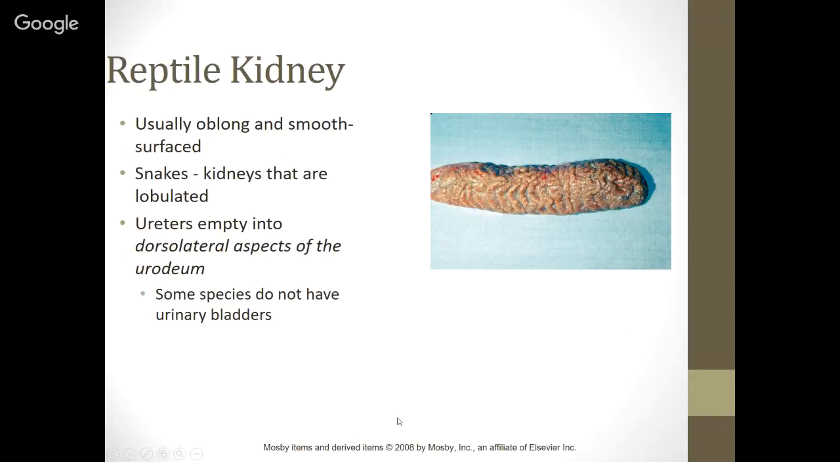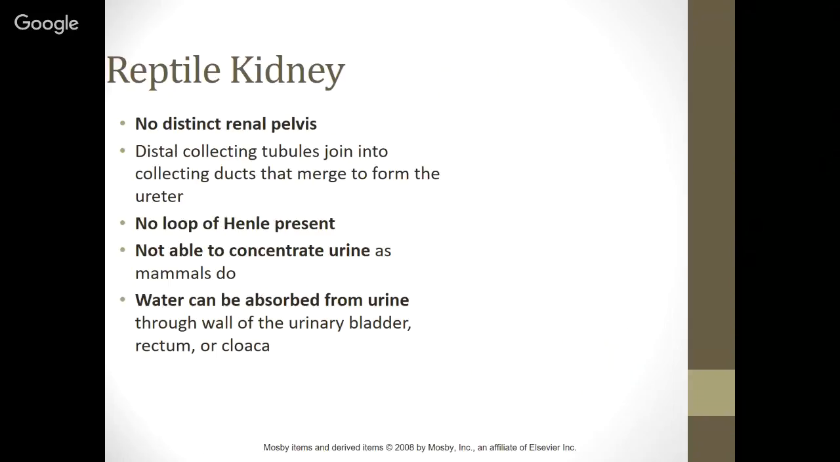Reptile kidney is usually oblong and smooth surfaced. In snakes, their kidneys are lobulated. So this is a snake kidney. The ureters empty into the dorsolateral aspects of the urodeum. Some species do not have urinary bladders. Most snakes do not have urinary bladders. There's no distinct renal pelvis, just like in avians. The distal collecting tubules join into collecting ducts that merge to form the ureter. There is no loop of Henle present, so they are not able to concentrate urine as mammals do.